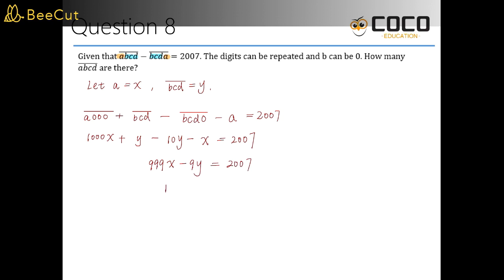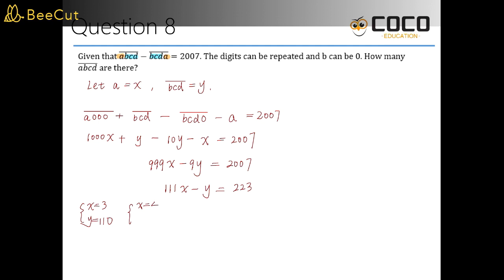Divide by 9. 111X minus Y equals 223. So we have to look for the possible answers. First, you check X equals 2. Then this will be 222 minus Y equals 223. Y is negative, so this is wrong. Means X is at least 3. So when X equals 3, Y equals 110. We just put the value inside the equation.